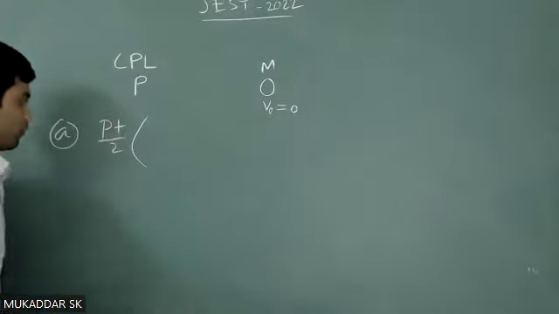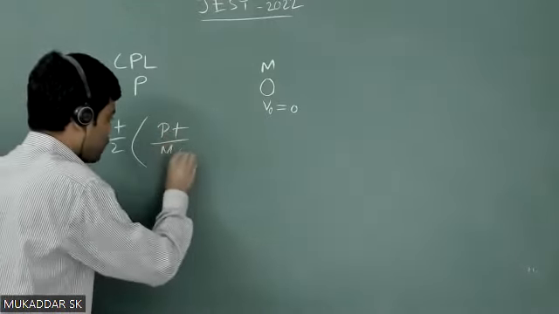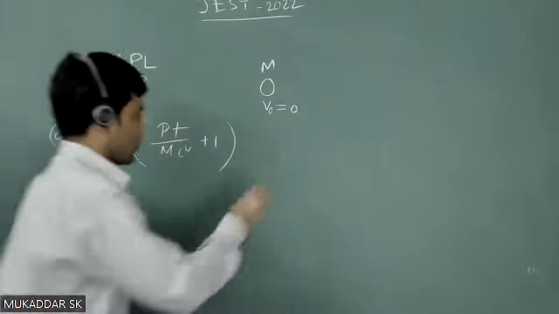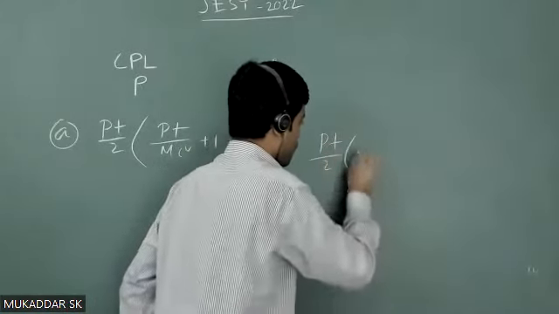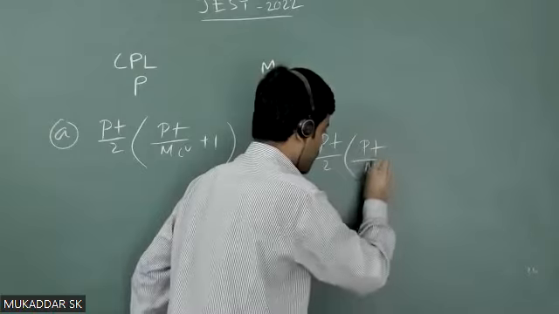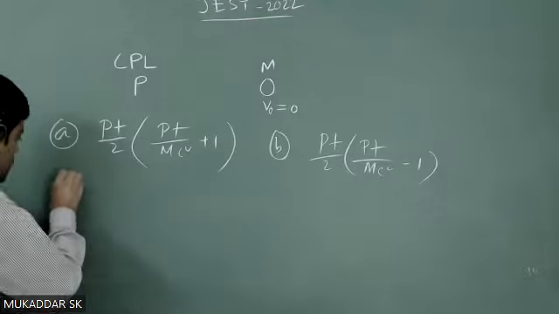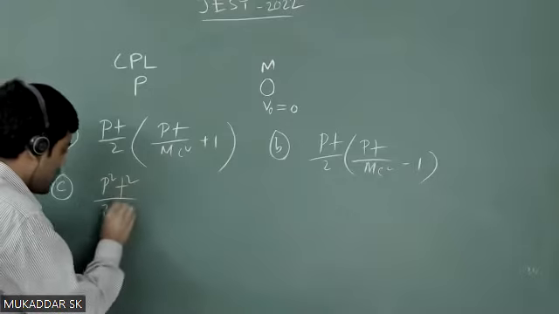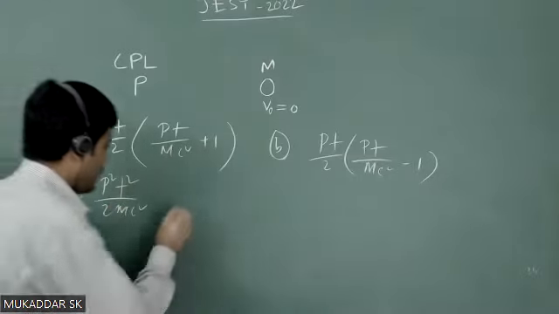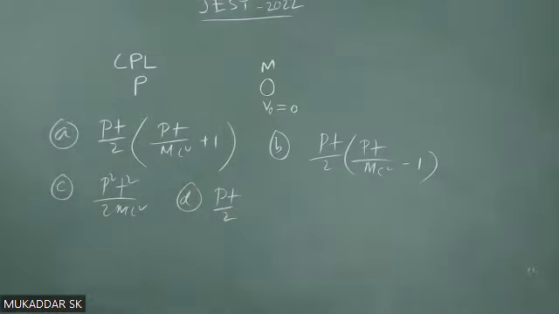Option A is P t by 2 into (P t by m c square plus 1). Then the second option is P t by 2 into (P t by m c square minus 1), and option C is given as P square t square by twice m c square, and option D is simply P t by 2. So let us check which option will be correct.